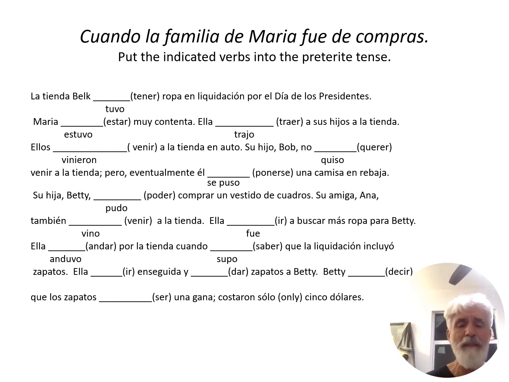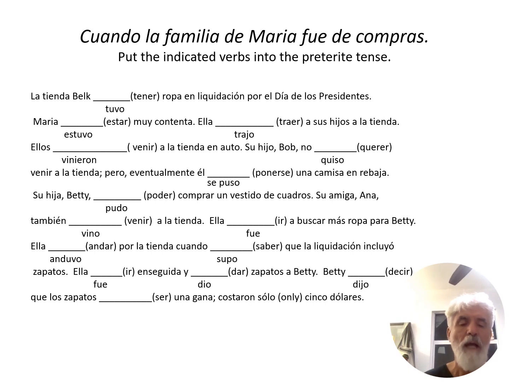Finally, let's look at these last examples here, these last couple sentences. Ella ir enseguida. So we want to say she went. Ir is the verb to go. So she went. Enseguida means right away. And she dar zapatos, and she gave shoes to Betty. And then we have Betty decir, Betty said. So we've got to take the verb ir, the verb dar, and the verb decir, and put those all in the preterite. First of all, ir is just an irregular verb, again in the preterite, so ella fue.